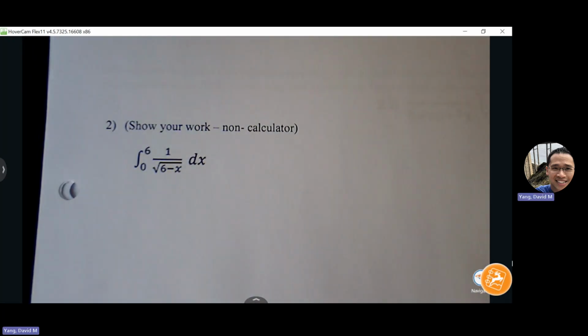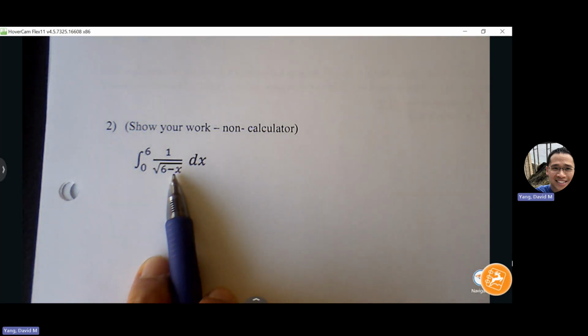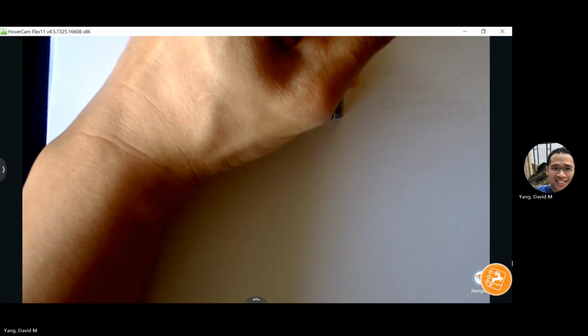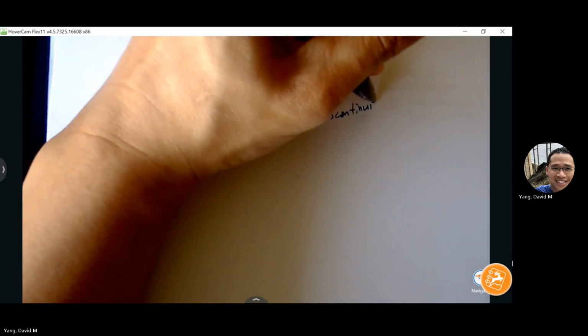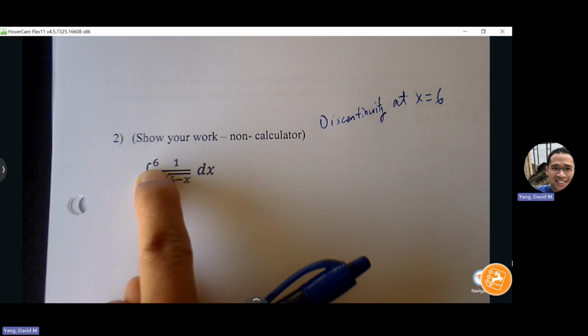Number 2, integral from 0 to 6 of 1 over root 6 minus x. What do you notice about the bound? Yeah, there's a discontinuity, right? That denominator is kind of giving us a hint as to what's happening. Where's the issue? 6, right? There's a discontinuity at x equals 6. So we can't reach 6. The best we can do is approach 6.